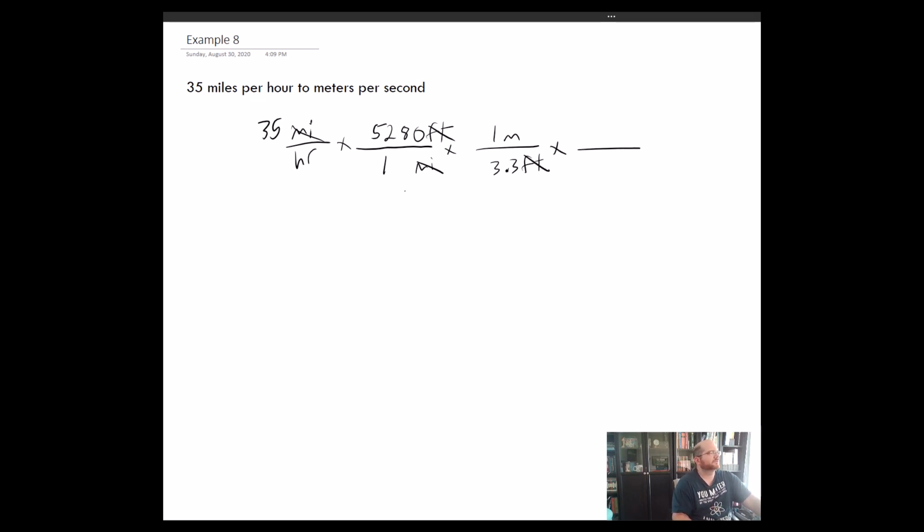Now we still need to convert the hours to seconds. Now because hours is initially in the denominator in the ratio, it's going to go up top in the numerator. And if you know how many seconds are in an hour, which I do, 3,600, we can use that ratio. Or you can go from hours to minutes and then minutes again to seconds. Alright, now let's see, 35 times 5,280 divided by 3.3 divided by 3,600, and that's going to come out to be 15.56 meters per second.